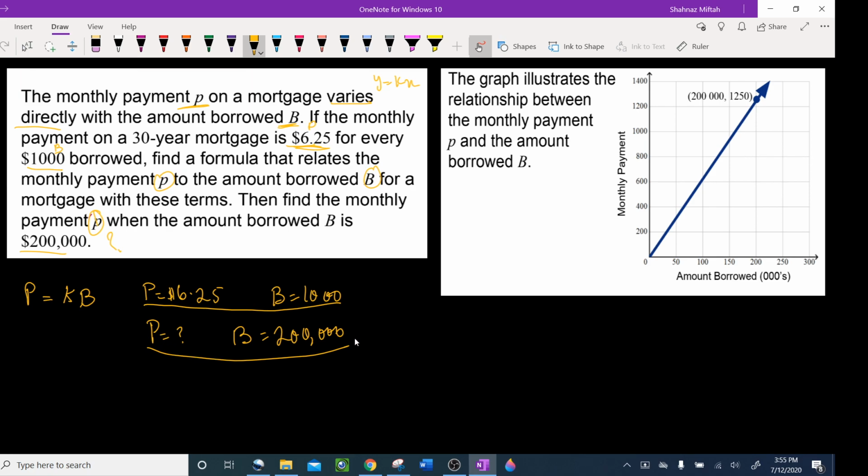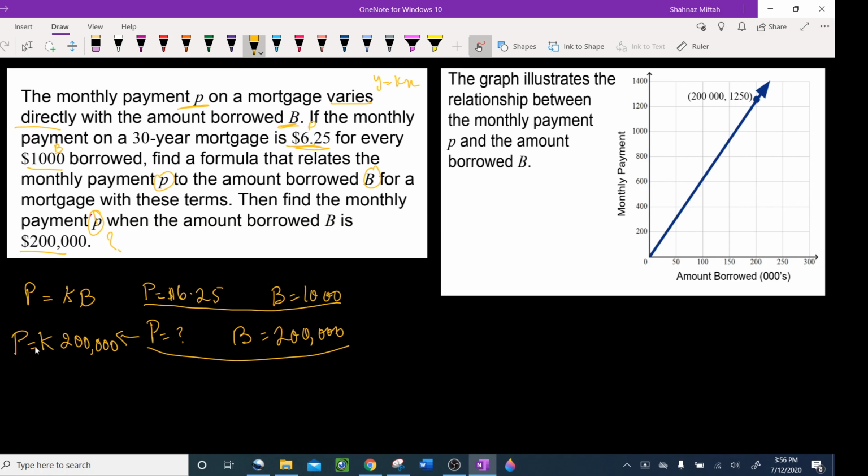So this is what they are asking me. They are asking what the payment is if we borrow $200,000. So I'm going to write down all of that information. P I'm looking for, k I don't know, but b is $200,000. Now pay attention closely. I don't have k. P they are asking me to find, but I don't have k. If I don't have k, I can't find P either, because two missing variables in the equation doesn't work.